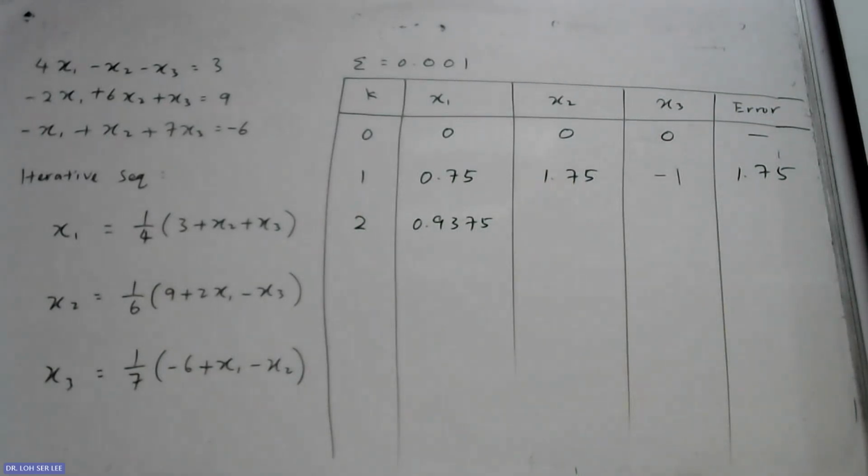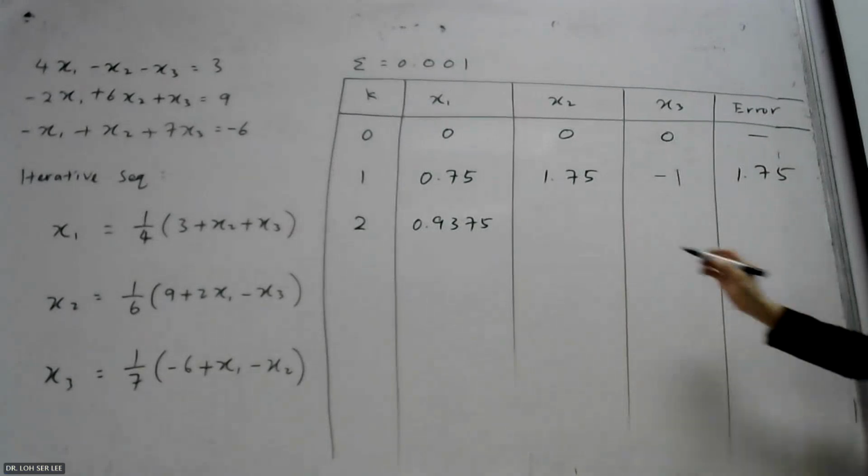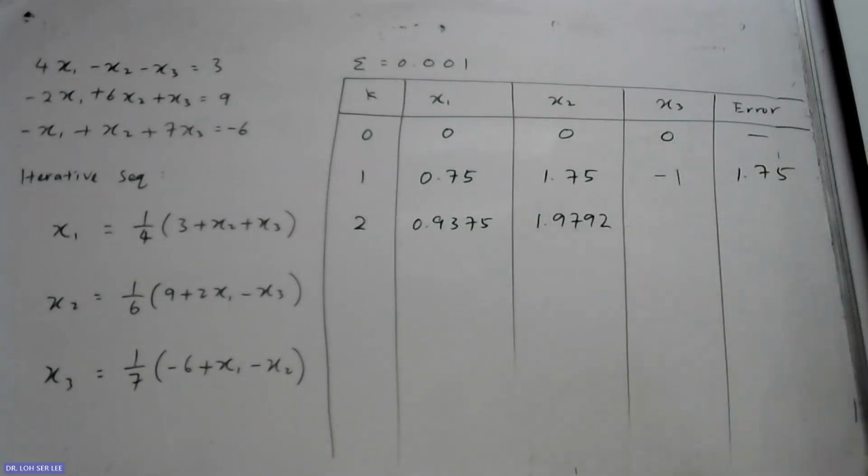Four decimal places. X2, okay. X2 is 1.9792, correct? Yeah.